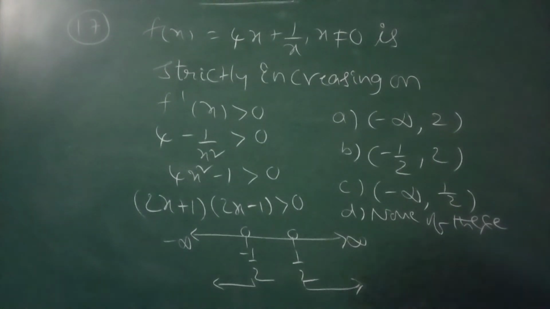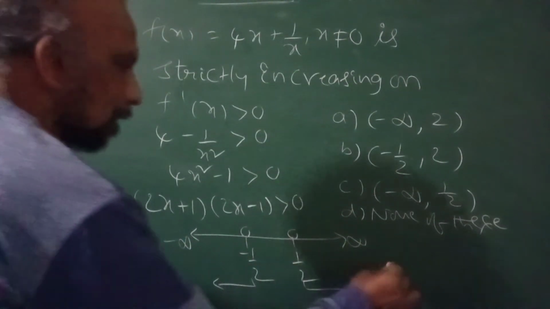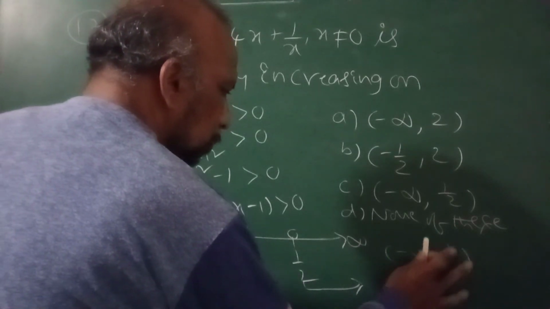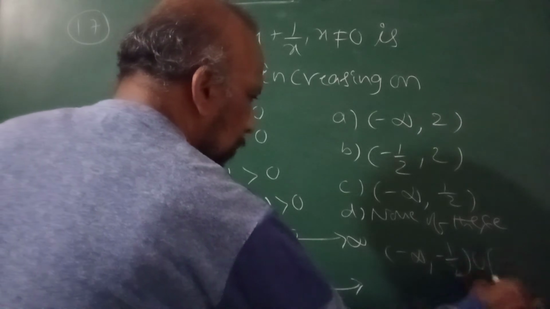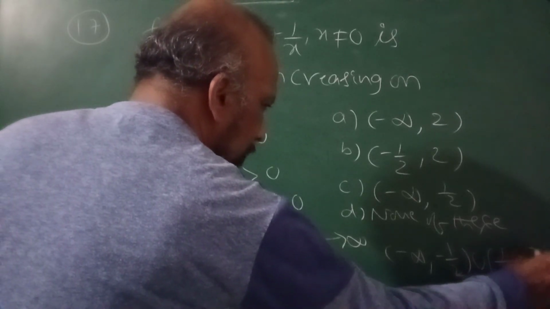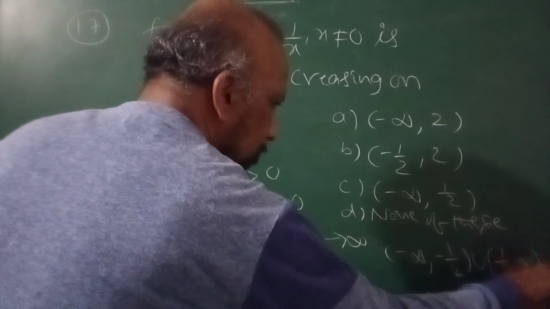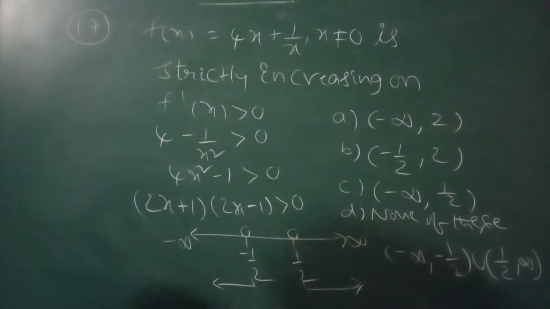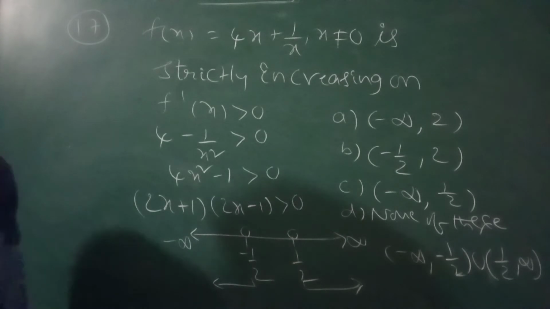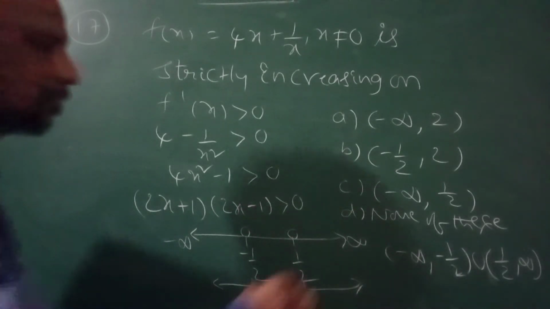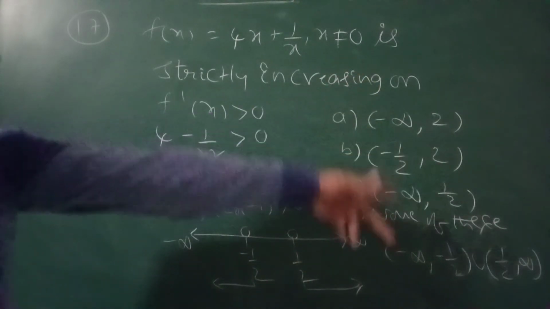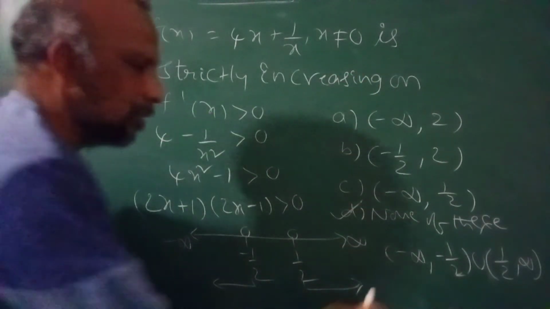Left of this, right of this means your answer should be minus infinity comma minus 1 by 2 union 1 by 2 comma infinity, but excluding these values. But that option is not there, right? So your answer is none of these. Option D. The other options are not satisfying this. Your answer is this.